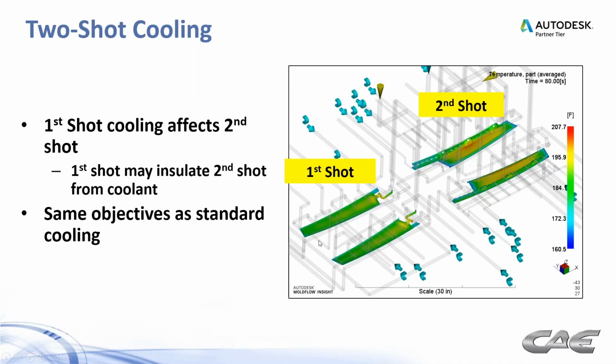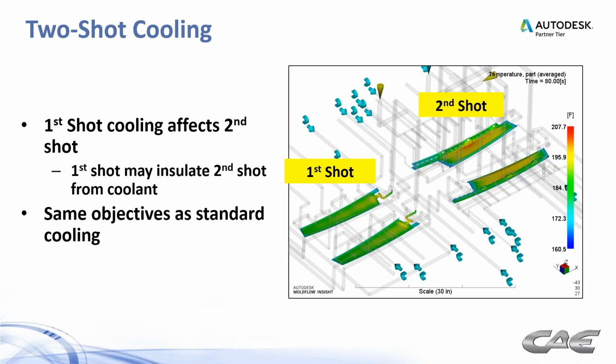We also have two-shot cooling. This isn't something we used to be able to do in the past. We used to have to kind of make some assumptions and model the first shot as what we would call a part insert, but now we can actually use a transient analysis to do two-shot cooling. So this is where the temperatures of the first shot cooling analysis would actually affect the second shot.